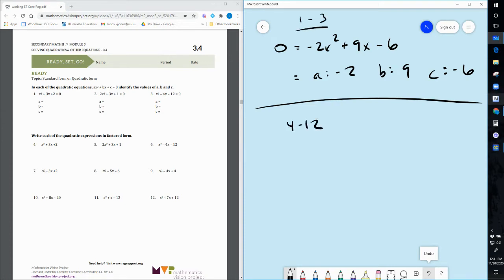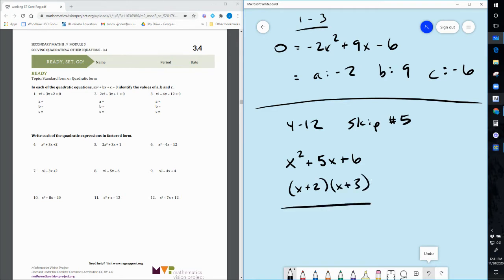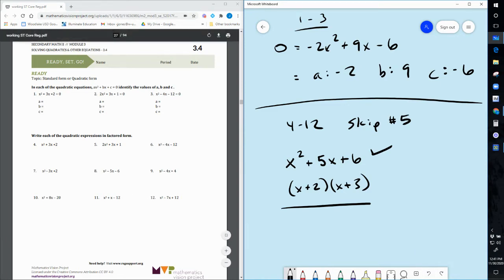For 4 through 12, first of all, I want you to skip number 5. All of these, you're going to write them in factored form. So if you saw one like x squared plus 5x plus 6, for example, you would know that x plus 2 times x plus 3 is the factored form of this. So that is problems 4 through 12. Go ahead and skip number 5.